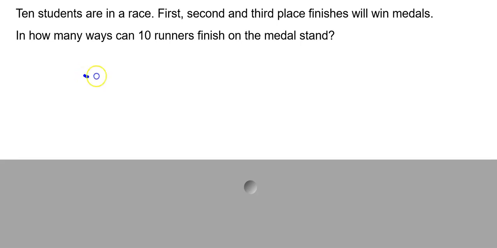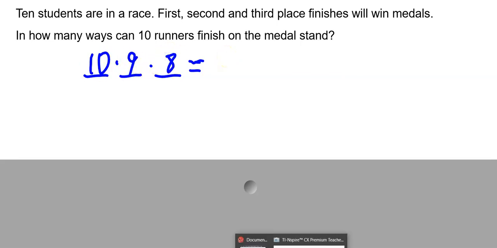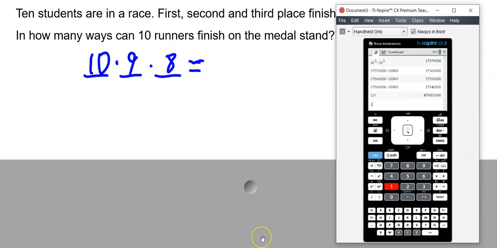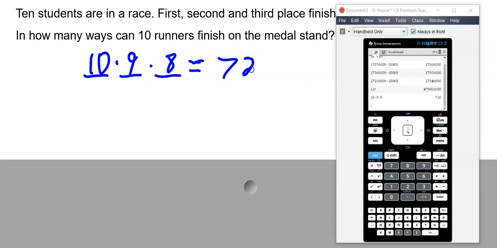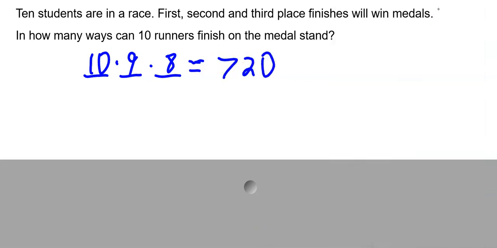So there's really only 3 options here. So there's going to be 3 slots. We're going to multiply, similar to what we've done before. So there are 10 ways the first runner can finish. After you decided on first, there's 9 runners left over, and then 8. Whatever that is in your calculator. I guess you would do 10 times 9 times 8, which is 720. So we get an answer of 720. And that's one way of doing the problem.